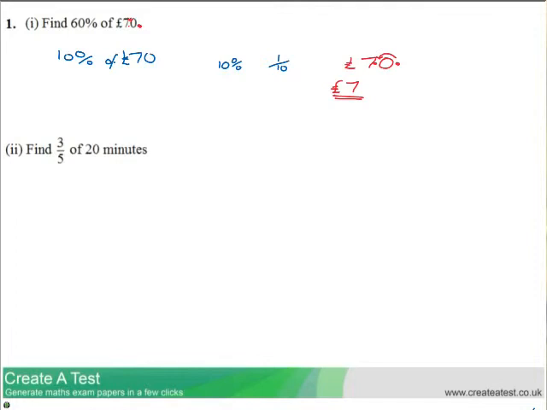Now if 10% is £7, to work out 60%, I need to do 60% is 6 times 10%. So what I need to do is 6 times £7. And 6 times £7, well, I can work out quite quickly that 5 times £7 is £35. So that's the same as 5 times £7, which equals 35. Add one more 7, because altogether we've got 6 £7, which gives another 7. So altogether we've got £42.